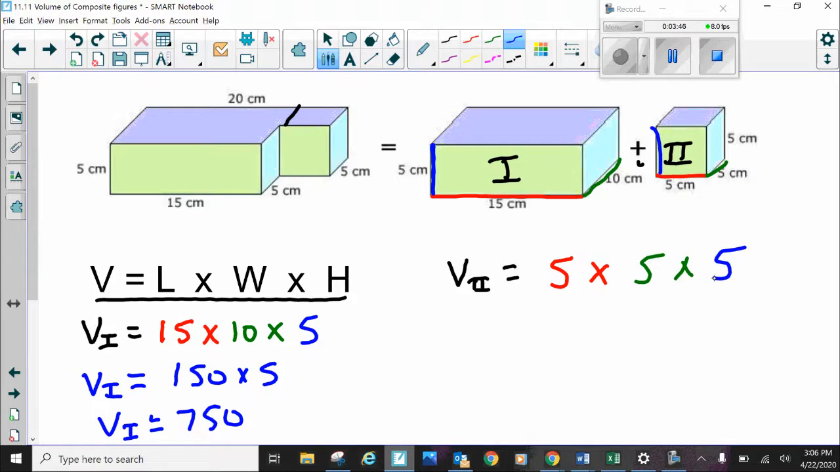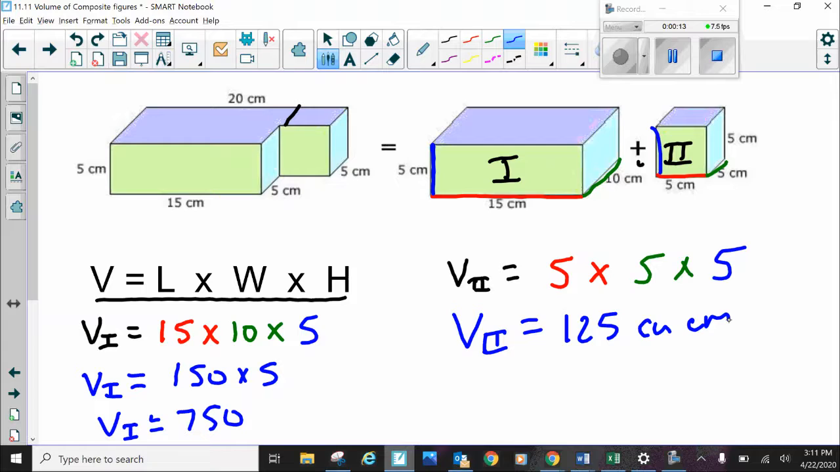And I can't tell you how often I see the mistake made where children choose the wrong dimension. They choose two lengths and they forget to choose a width, or two heights and they forget to choose a length. Make sure you're taking one of each dimension, a length, a width, and a height. So our volume is going to be 25 times 5, which is 125. Again, this is going to be cubic centimeters.